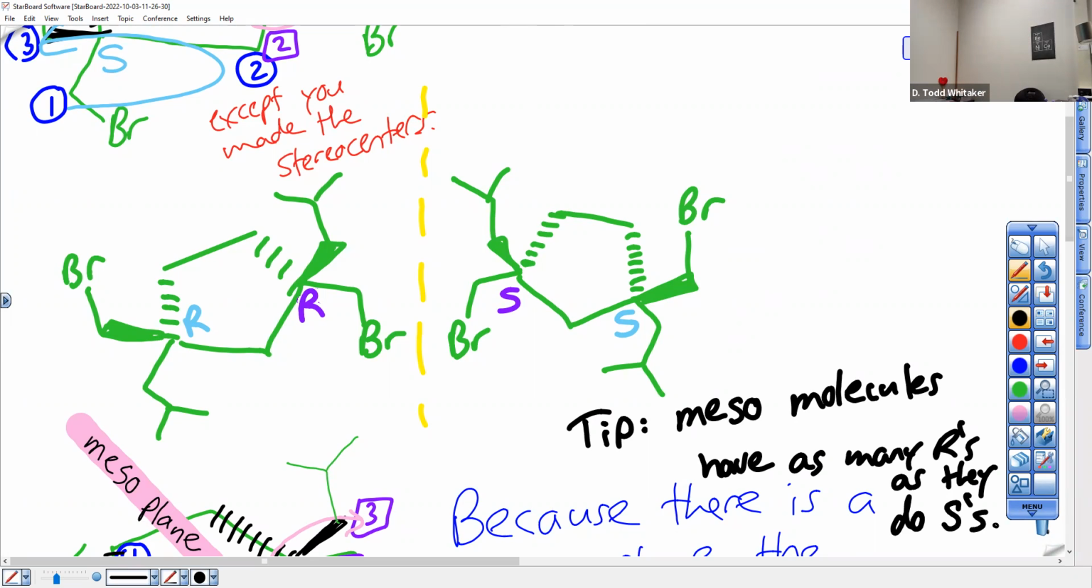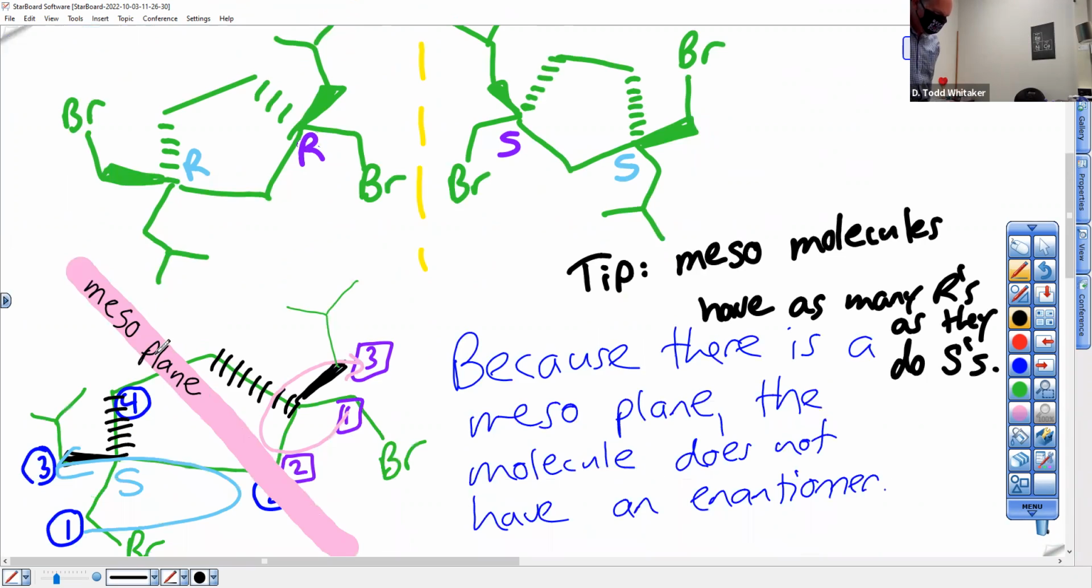What's that pink thing in the middle of my mesomolecule? Mesoplane means you're going to see a mirror image of one side of the molecule on the other. What's the mirror image of an R? S. So here's my mesomolecule. I didn't copy the stereo center. It was R. So hey, they better have as many R's as S's, because across the mirror an S is an R, right? So the statement doesn't need to be said, but it's a good tip.